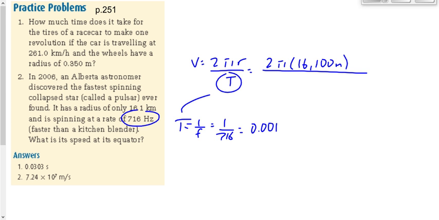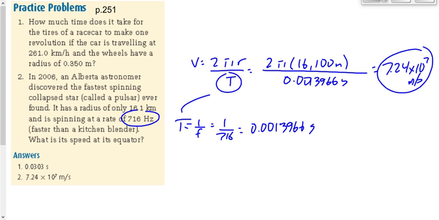0.001. Keep going. Yeah, that's good enough. Now let's plug that into here, 0.0013966 seconds, and you end up getting a speed of 7.24 times 10 to the 7, which is, I mean, that's unbelievably fast, right? The speed of light is 3 times 10 to the 8. Nothing can go faster than that. So you're starting to approach the speed of light here.